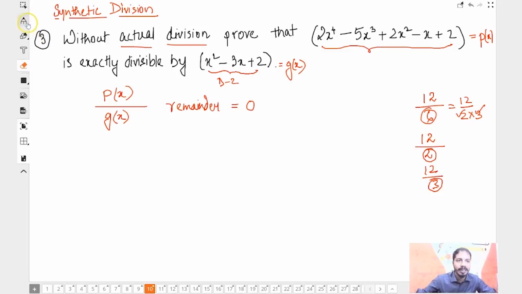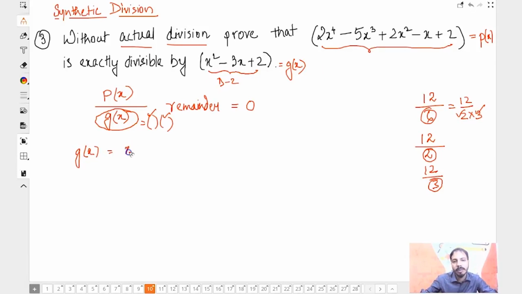What I'm exactly trying to say is, if I can factorize this g of x, which is degree 2, I will get two factors here. Now if p of x is divisible by this factor and if p of x is divisible by that factor, both the factors, then p of x should be divisible by both of them multiplied together, that means g of x. Hope you understood this concept. Now, what is the first thing that we need to do? You need to factorize g of x.